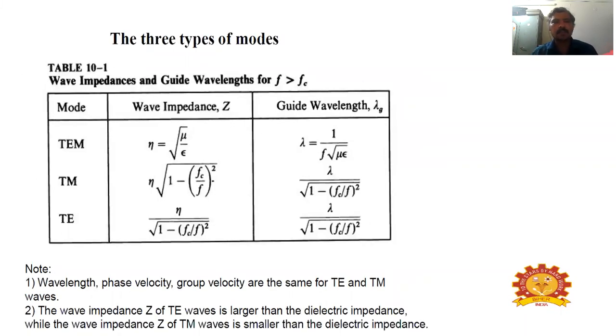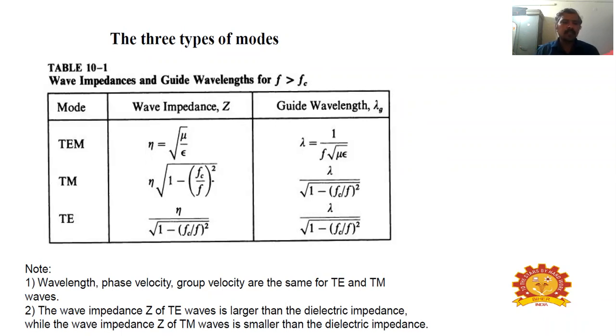As you have seen right from the start, we do have three types of modes: transverse electromagnetic, transverse magnetic, and transverse electric. So, wave impedances and guide wavelengths for f being greater than fc. Now, under the mode, we have a tabular column where we do have three columns. The first column is mode, then wave impedance eta, then guide wavelength lambda g. The first one, for TEM wave, we have eta equal to root of mu by epsilon, and the corresponding guide wavelength lambda equal to 1 by f into root of mu into epsilon.